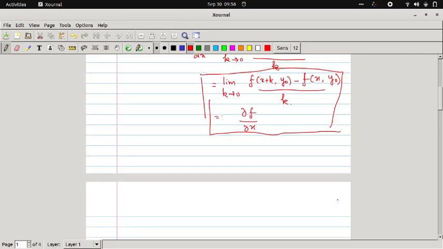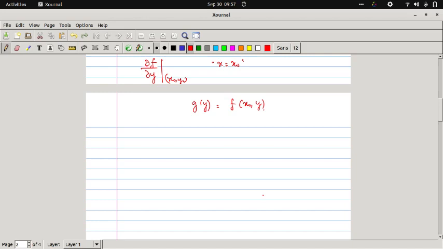Suppose I want to take the partial derivative with respect to y. Similarly, I want to find dou f by dou y at x naught comma y naught. Now we intersect with the plane x equal to x naught. It gives another function g of y, such that g of y equals f of x naught comma y, and then I take the derivative.